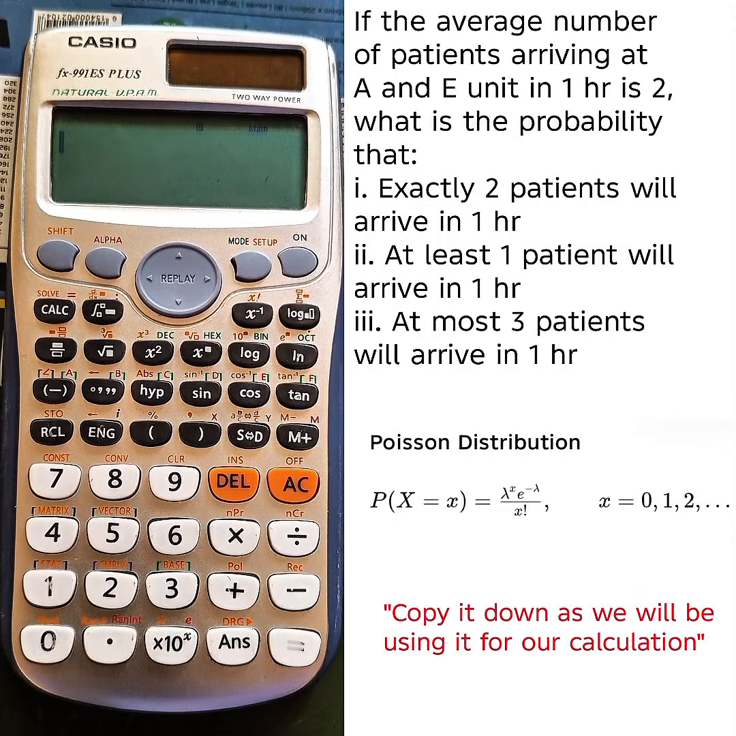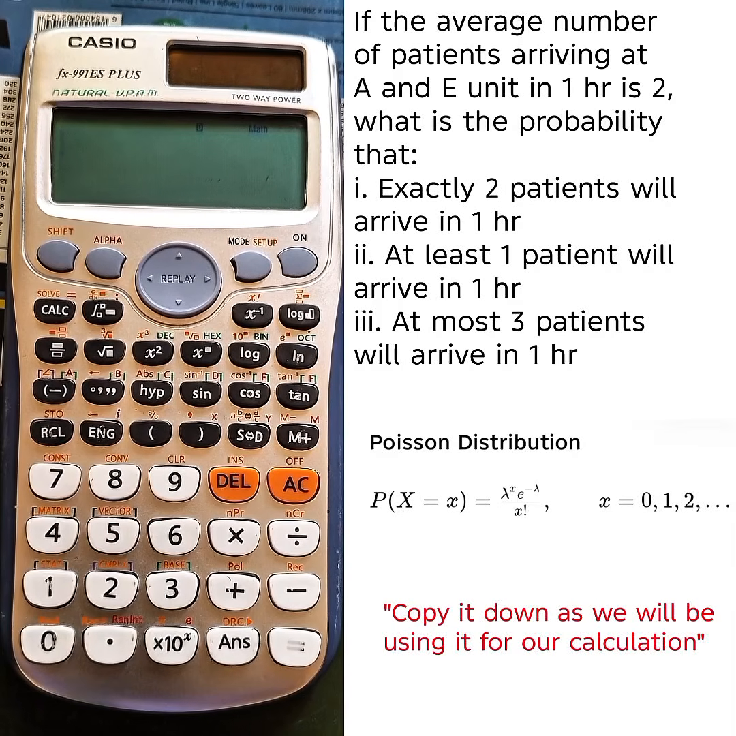In this video, we are going to look at how we can calculate a Poisson distribution using a Casio calculator. A Poisson distribution is a probability mass function of a discrete random variable generated from a random experiment that is conducted at a constant interval of time. The probability distribution of a Poisson is given by the formula displayed on the screen here.